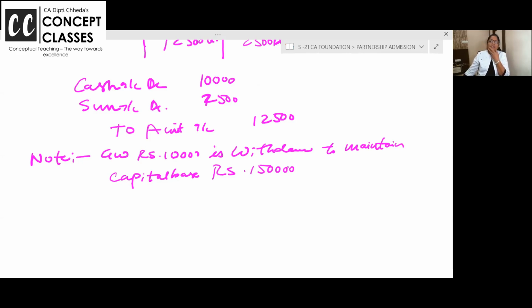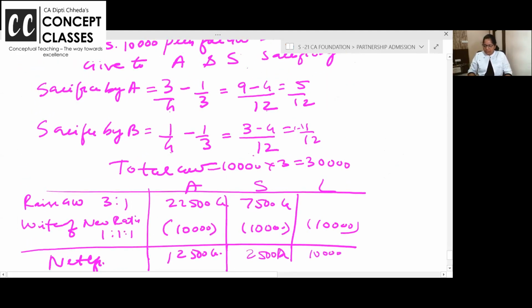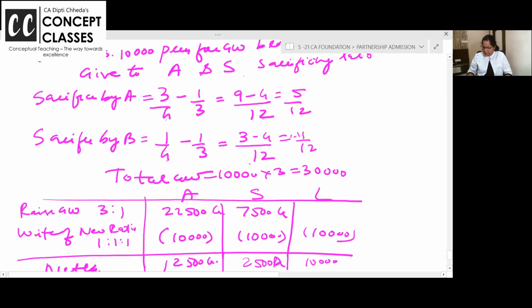We told we want the capital base 150. Lalit should get 60. He got 70. So 10,000 goodwill we gave to Amit because of the sacrificing. And we said, Amit, take it home, so that we have the capital maintained. That was the concept I wanted to teach in this problem.